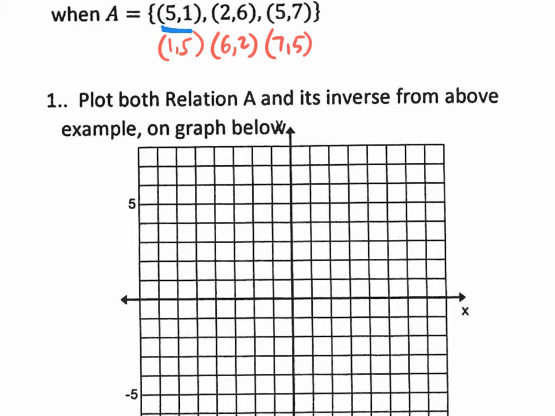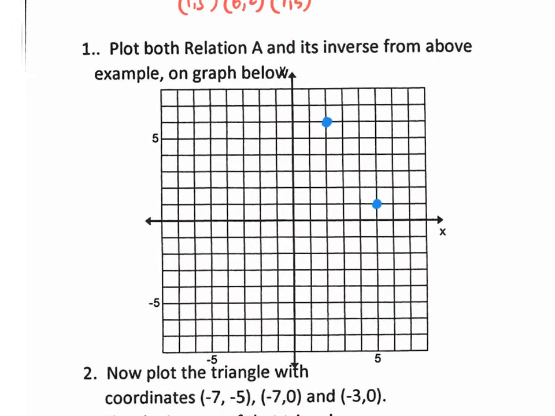So here's 5, 1. Let's go to 5, 1. 1, 2, 4, 5, 1. It's right there. Let's go to 6, 2. No, I'm sorry, 2, 6. Now let's plot 5, 7.